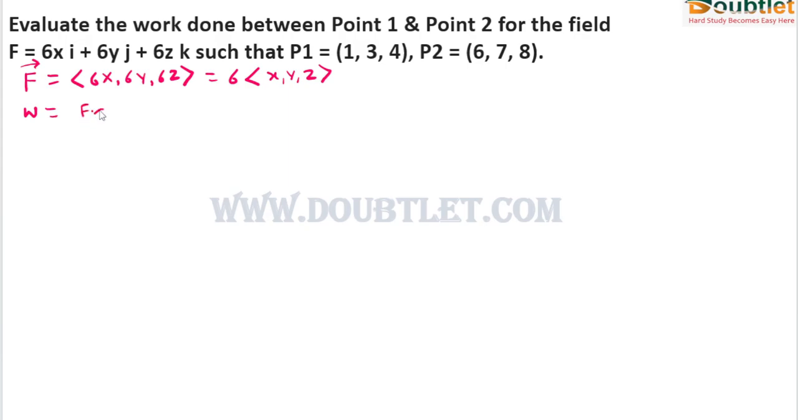We know that work done is equal to the integral of F dot dr along the curve. Here the curve is, let's assume this point as P1, and we will draw a straight line between the 2 points. This point is P1, this point is P2, and the P1 and P2 coordinates are given. As 3-dimensional coordinates are given, we have to find the equation of this line in parametric form.